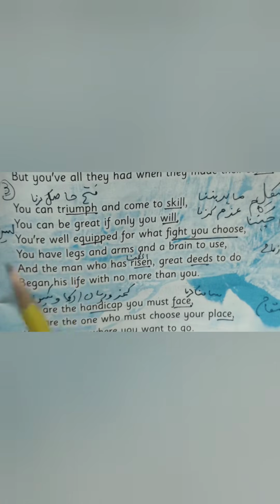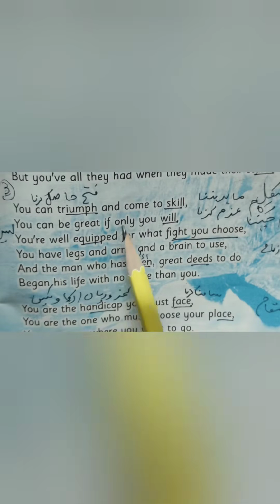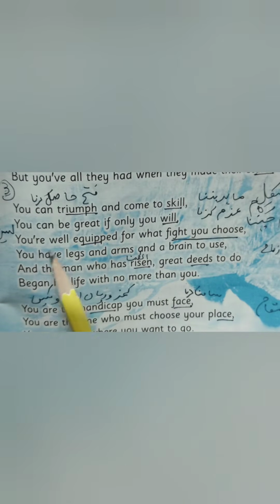Dear students, now let's read our third stanza. You can triumph and come to skill. You can be great if only you will. You are well equipped for what fight you choose. You have legs and arms and a brain to use. And the man who has risen great deeds to do began his life with no more than you.